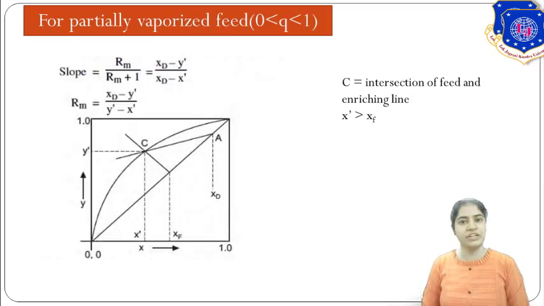Now for partially vaporized feed, the situation is the same again. First of all, locate the C point, the intersection between the enriching section and the feed line. Here you can see the coordinates are different. So again, what is the slope here? Rm upon Rm plus 1. You can see delta y, what is it? The difference between the coordinates of y on the y-axis. So it is xd minus y dash upon xd minus x dash. Then the thing is totally simple. Graphically when you solve, you will get to know how it is calculated.